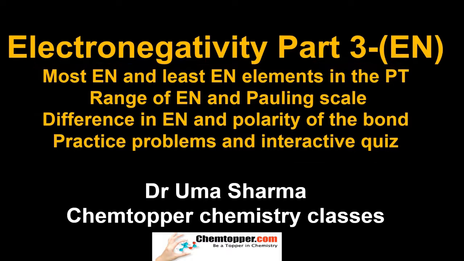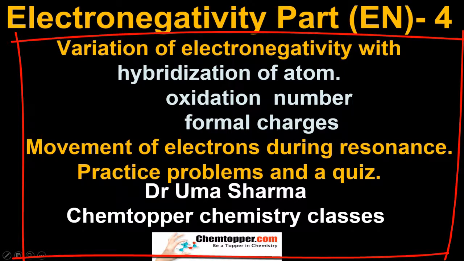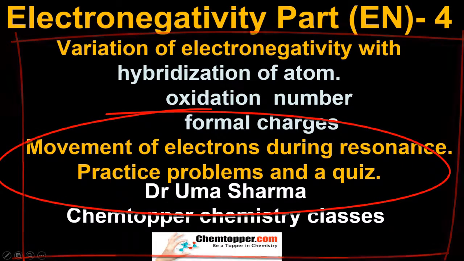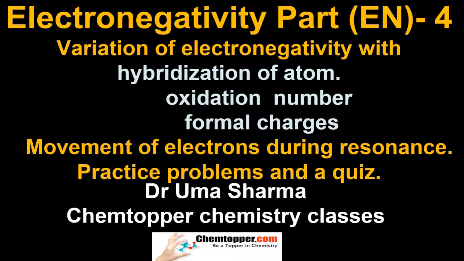In Electronegativity Part 4 video, we will discuss variation of electronegativity with hybridization of atom, oxidation number and formal charges, and the movement of electrons during resonance due to difference in electronegativity. Some examples will be done to clarify how the electrons are moving during resonance, followed by some practice problems and a quiz.